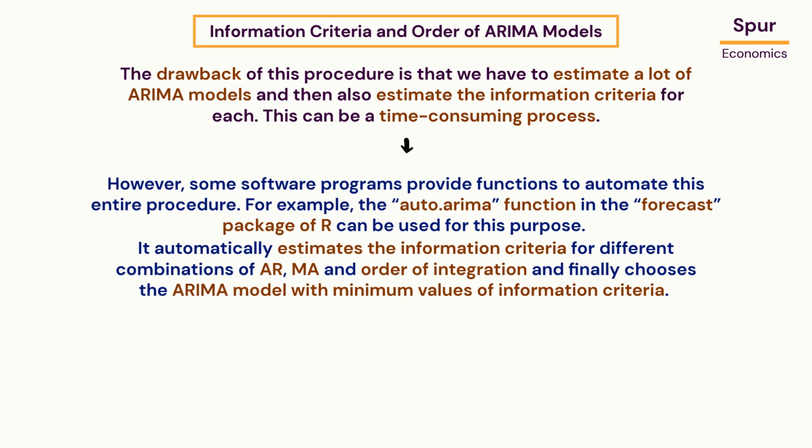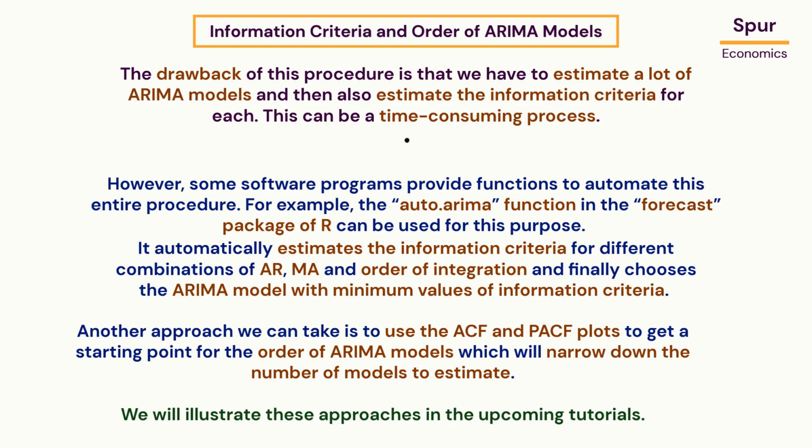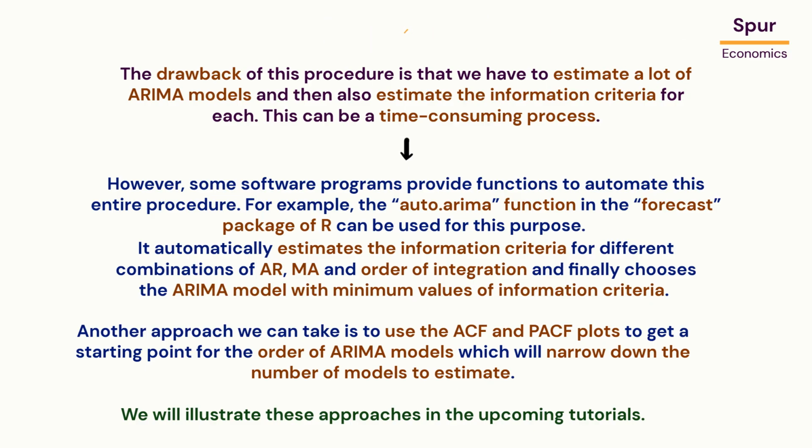However, some software programs provide functions to automate this entire procedure. For example, the auto.arima function in the forecast package of R can be used for this purpose. It automatically estimates the information criteria for different combinations of AR, MA and order of integration and finally chooses the ARIMA model with minimum values of information criteria. Another approach we can take is to use the ACF and PACF plots to get a starting point for the order of ARIMA models, which will narrow down the number of models to estimate. We will illustrate these approaches in the upcoming tutorials.